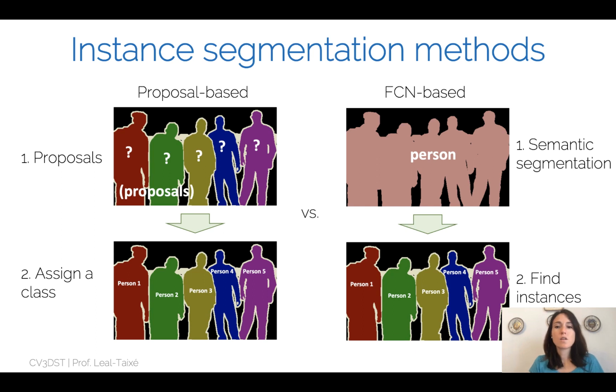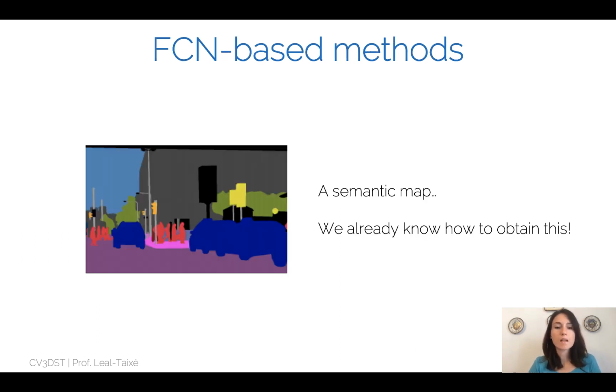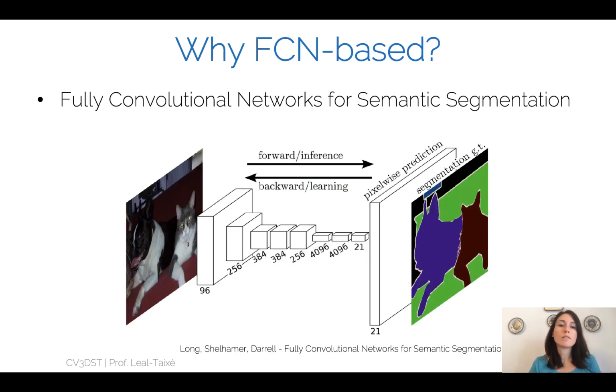So let's focus first on the second type of methods. Of course, the great advantage of FCN-based methods is that they start from a semantic map. And we saw in the last lecture already how to do this. And we saw that this was usually done with fully convolutional networks that were able to act on any image size. And this is why FCN-based methods are actually so powerful, because they start from an already pretty good semantic segmentation.